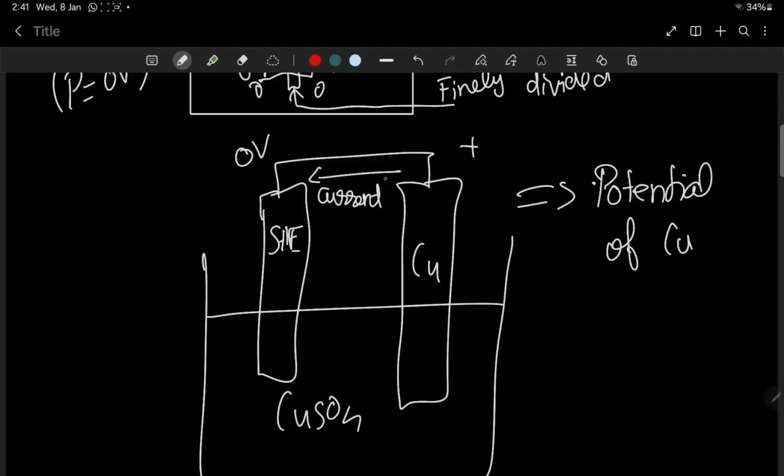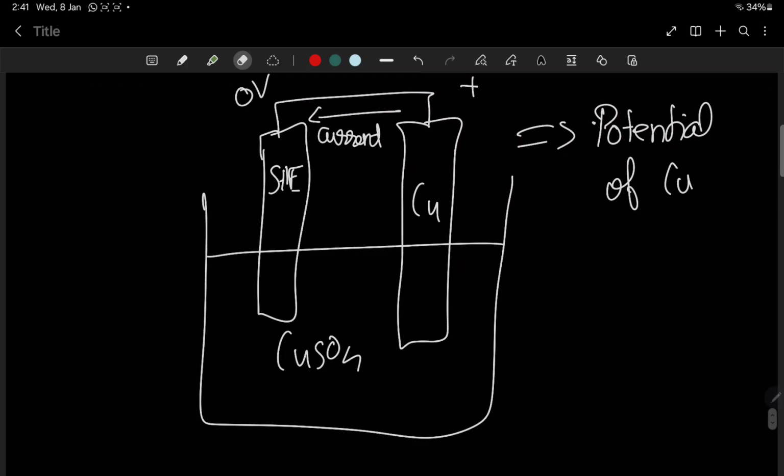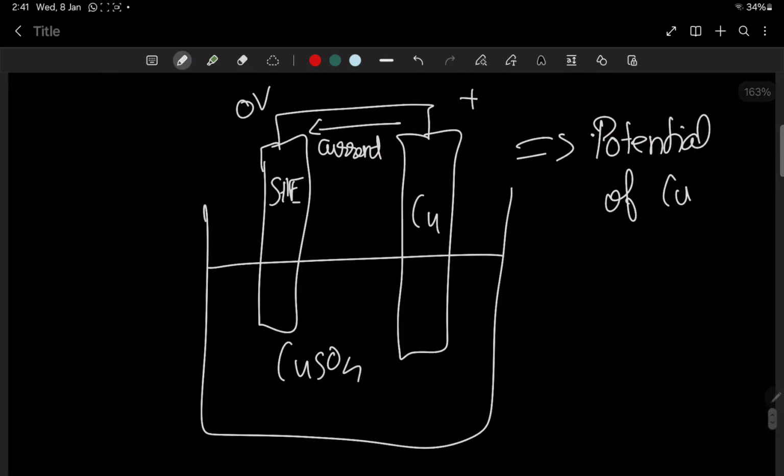So they calculate accordingly with the potentiometer, etc., the value for this cell, and we get the value to be 0.34. So like this we calculate the electrode potential for all, relative to the hydrogen electrode.